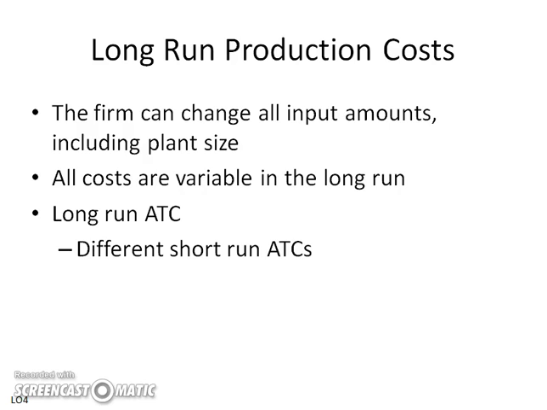Long-run production costs. An industry and the individual firms that are in it can make all desired resource adjustments in the long run. All resources are variable, including plant size. Therefore, all costs are variable in this time period. So in order to find the long-run average total cost curve, we're going to take a look at different short-run average total cost curves.